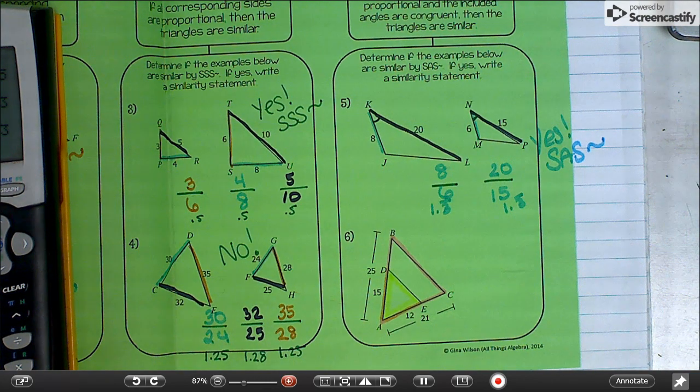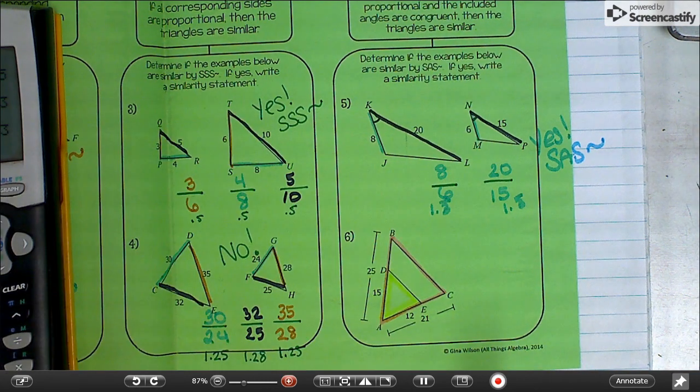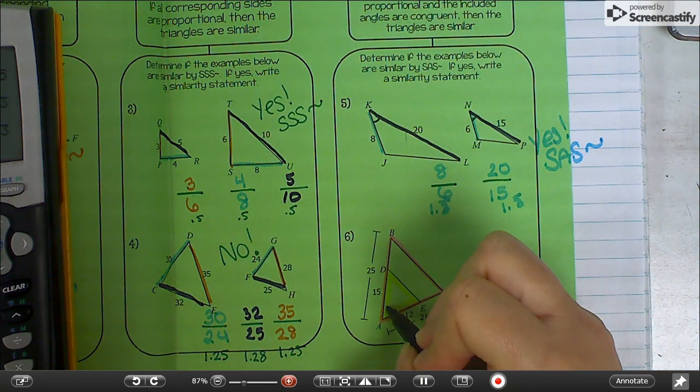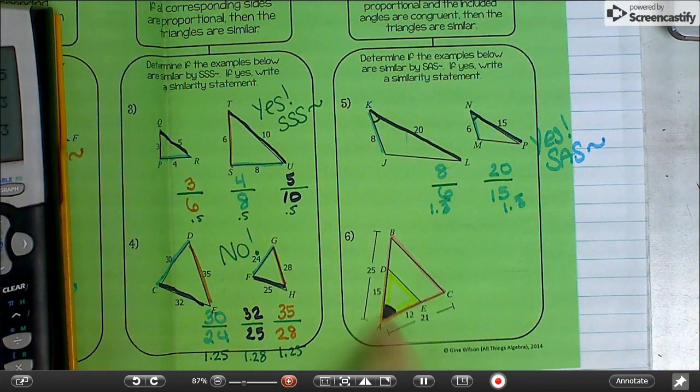All right, now since we're in the side angle side section, it should kind of go without saying that somewhere in here there's an angle that's congruent to the same angle in another one. And that's actually right here. They both share this angle. It's part of both triangles, so that's our angle.